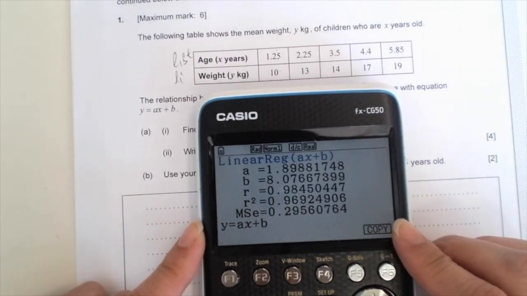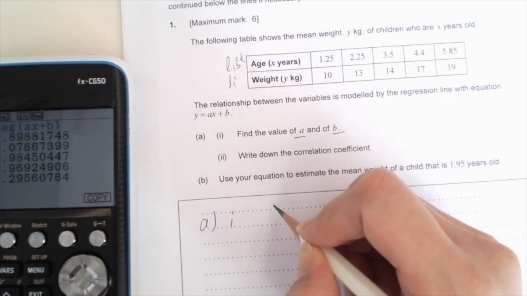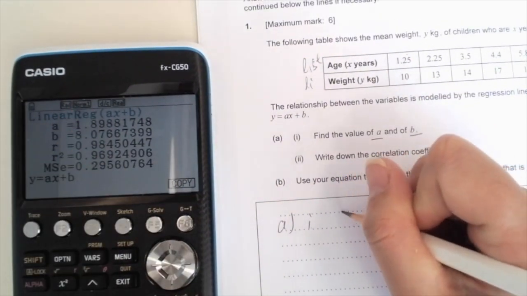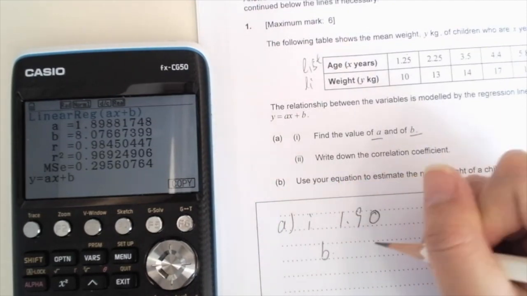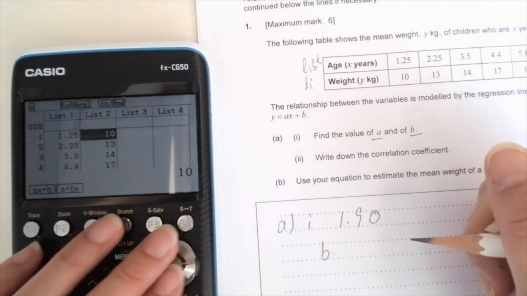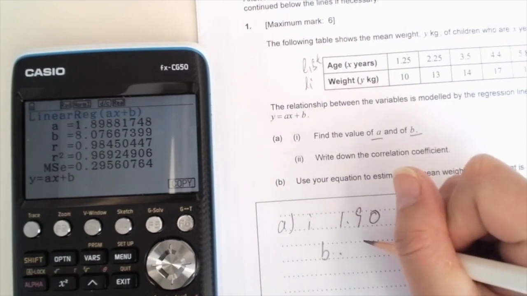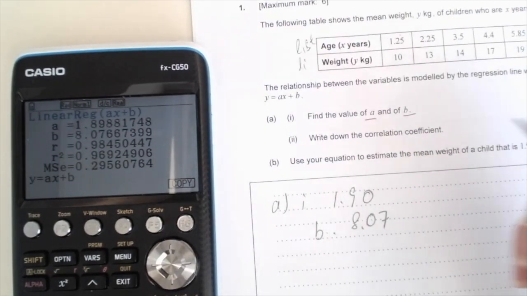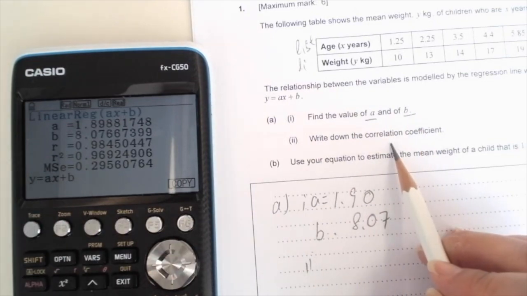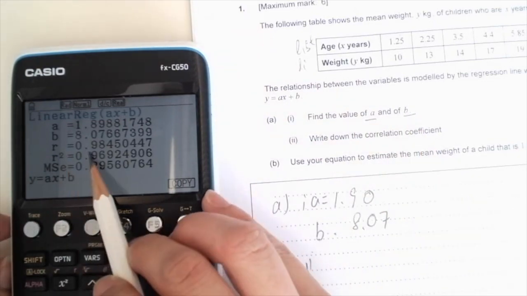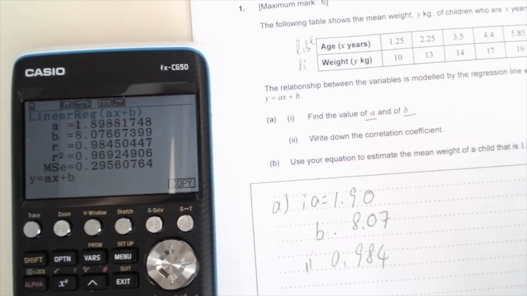So remember, correct to three significant figures with our parts A, B, and C. You just copy the number with three significant figures. So A is 1.90, and B is 8.07. That is our A and B. The correlation coefficient, remember, is not the R squared value, it's the R value. So we got that. It's 0.984. Nice and easy.